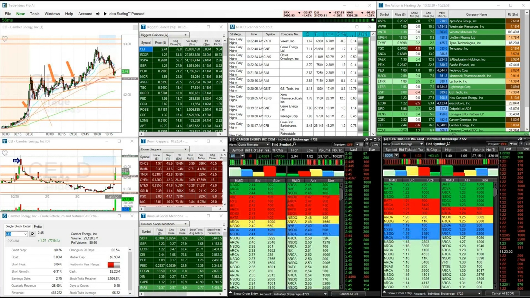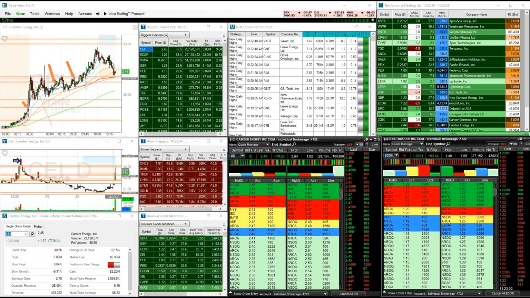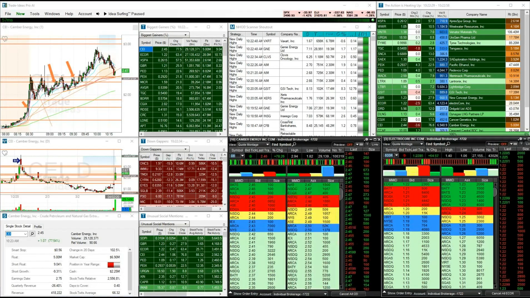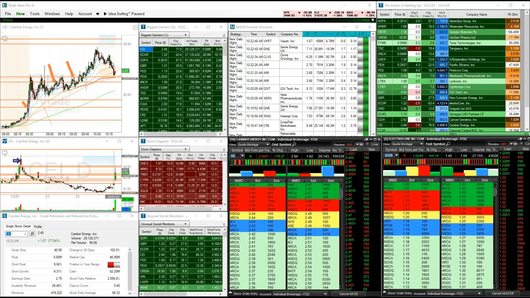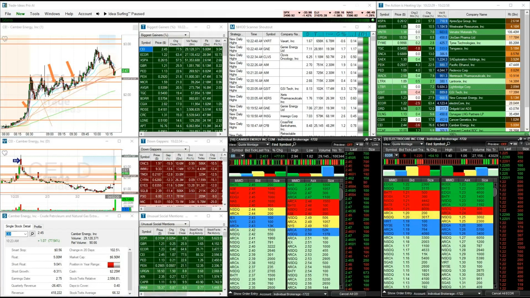Oh yeah, UVXY is the 3 times VIX. TVIX is the 2 times the VIX. But all of them have decay over time, so they always tend towards going down and reverse share splitting.